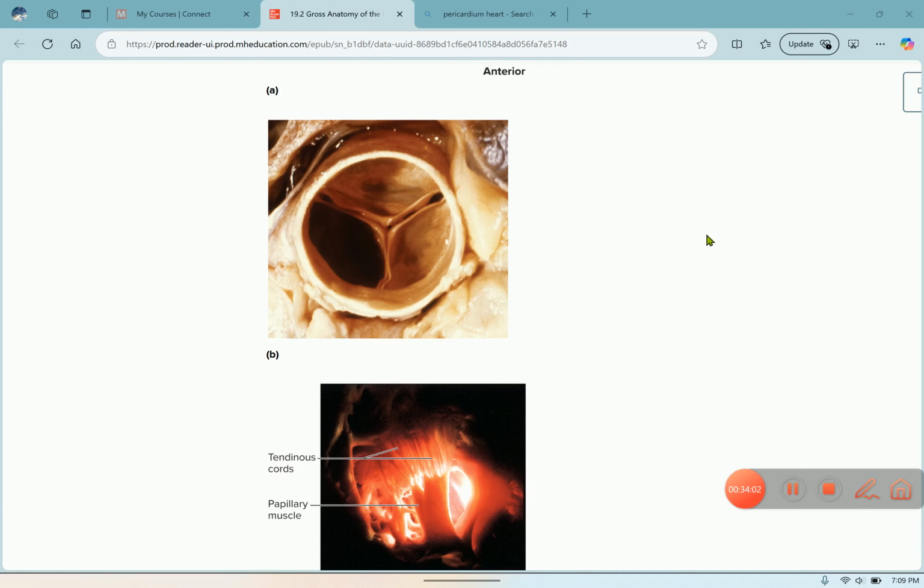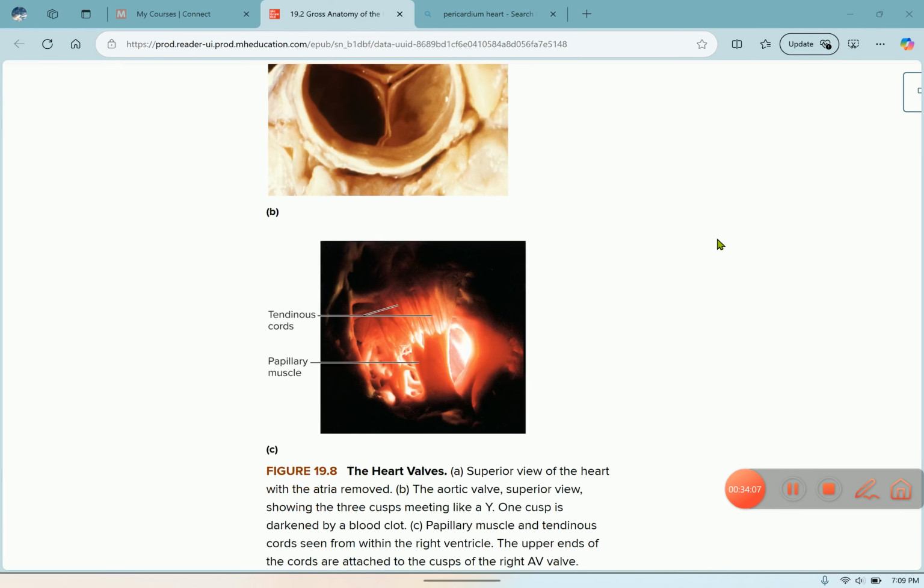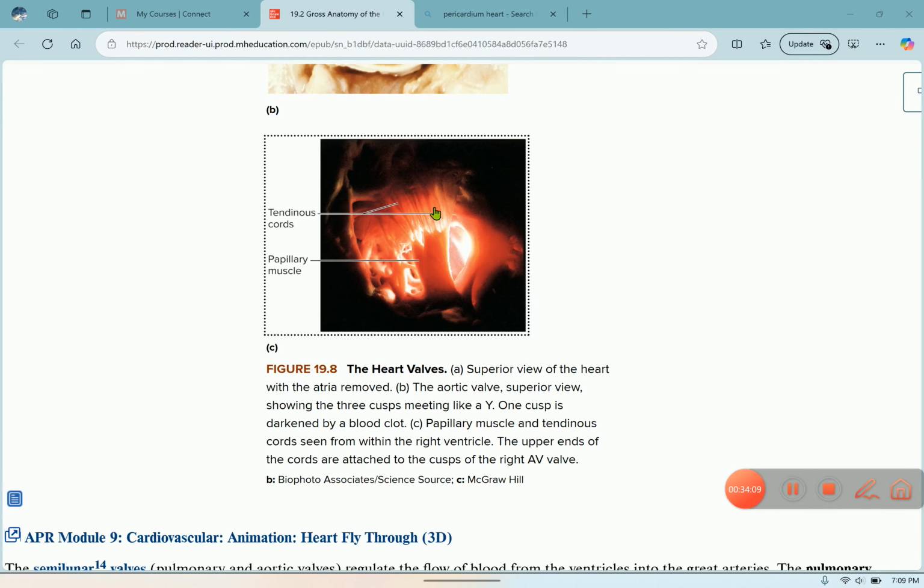Here are some real pictures of the semilunars, and a real picture of the chordae tendineae and the papillary muscles.